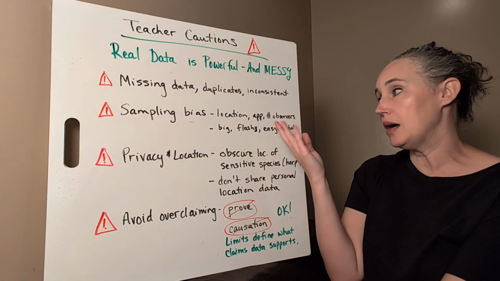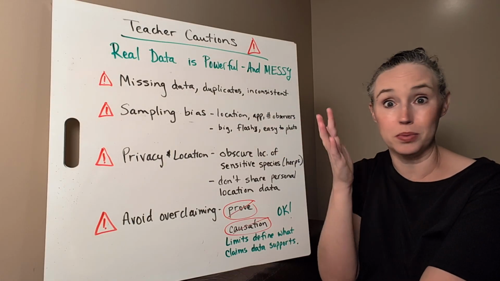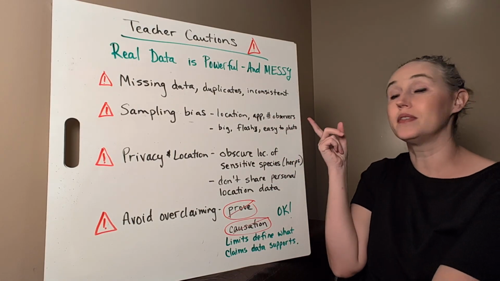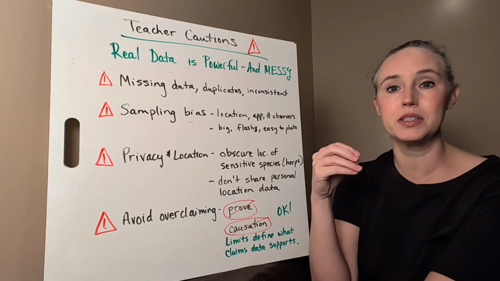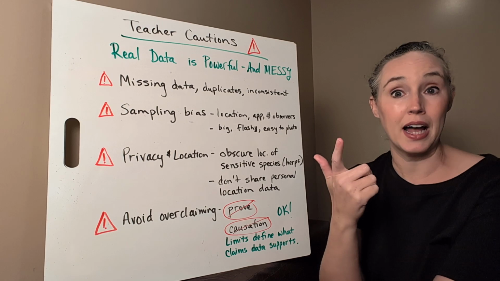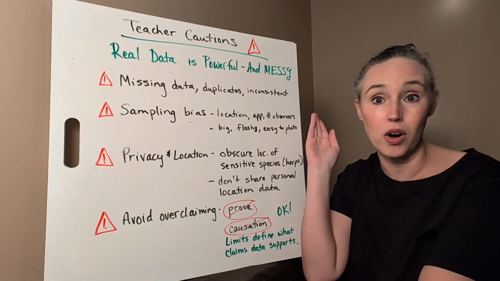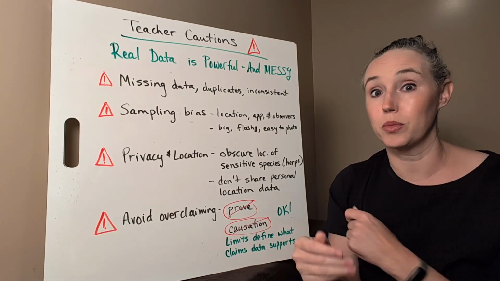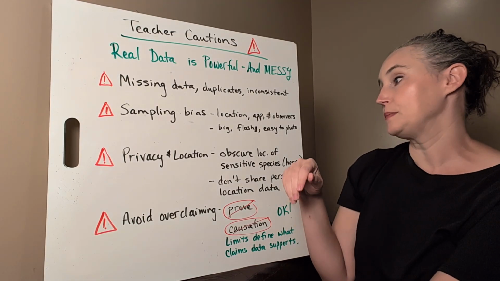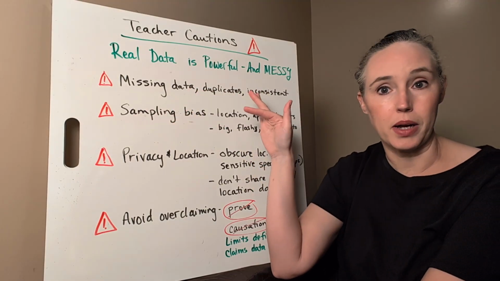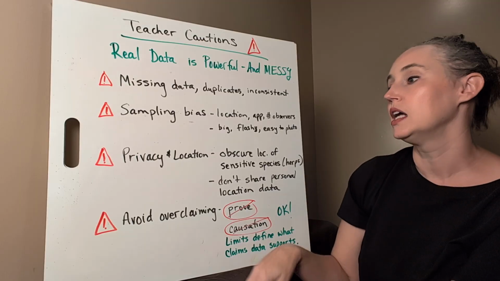Also, depending on the app, you're gonna have different people using that app, different people of different ages. The number of observers is gonna vary. Also, organisms that are large, flashy, and slow or easy to photograph are gonna have more observations than birds that move really quickly and too fast to get a good picture. So there is sampling bias, and that's okay as long as you know that that's a limitation.